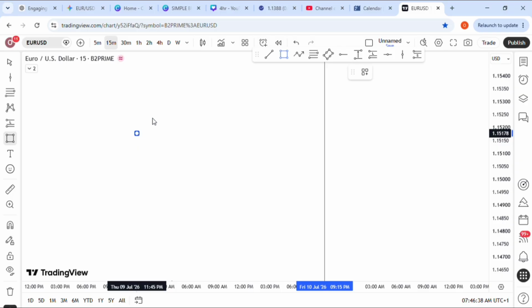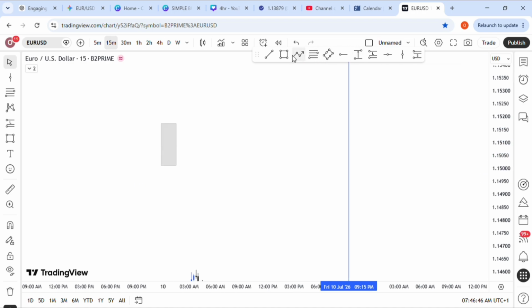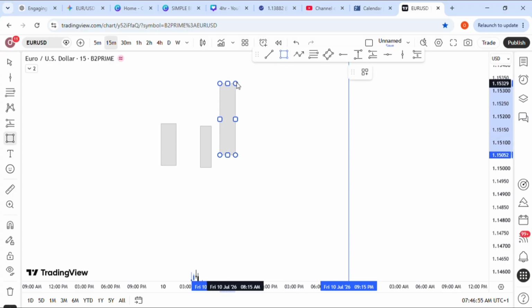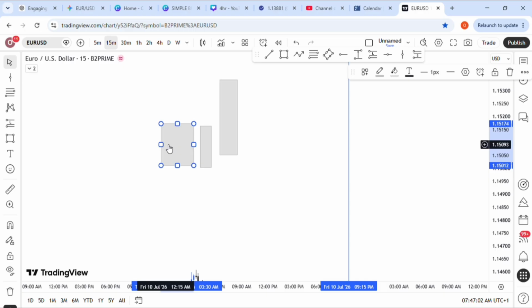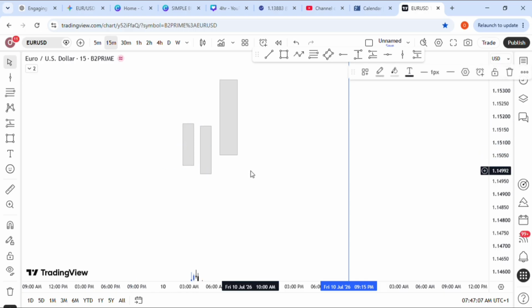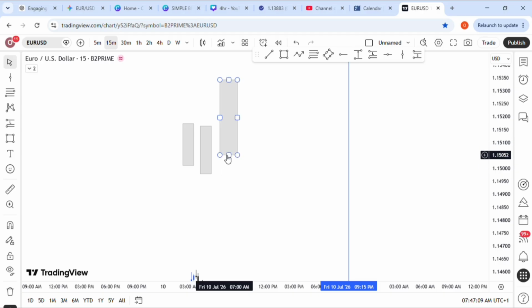This is our first candle. This will be our 2 a.m. candle formation. This will be our 7 a.m. candle formation, and this also will be our 9 a.m. candle formation. Something like this.